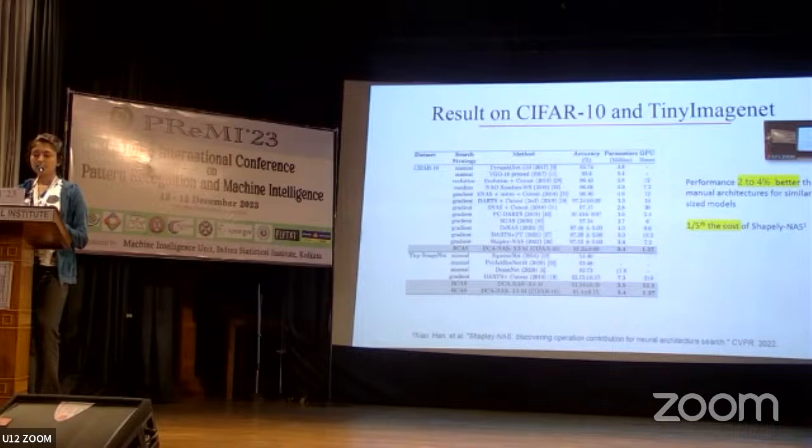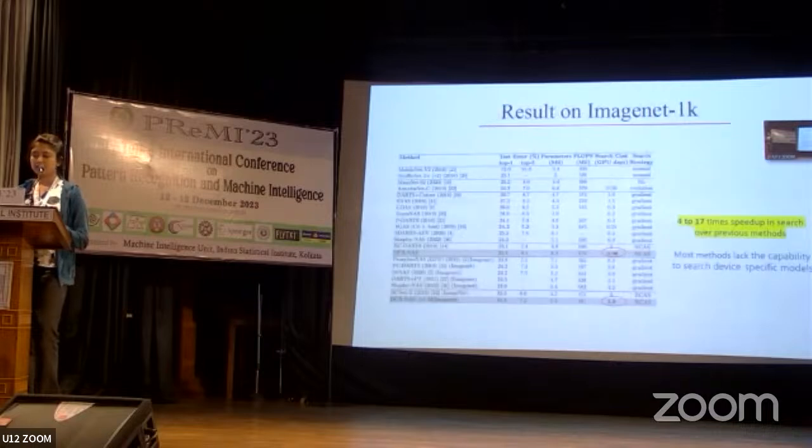Now, our results on CIFAR-10 with model constraints to match the other models that we get with other previous approaches, we see that our method takes much lower search cost. It is 2 to 4% better than manual architectures like VGG16, PyramidNet, and such. And in comparison to the recent NAS method called Shapley NAS, published in CVPR last year, we see that our method takes around 1/5 the search cost. We see similar speed up in search with ImageNet 1K, but the previous methods might be similar in comparison or sometimes 1% better, but they lack the capability to search device-specific models.